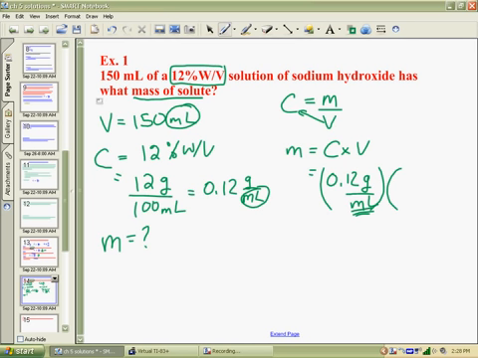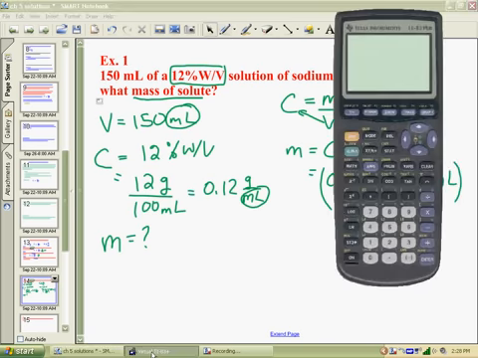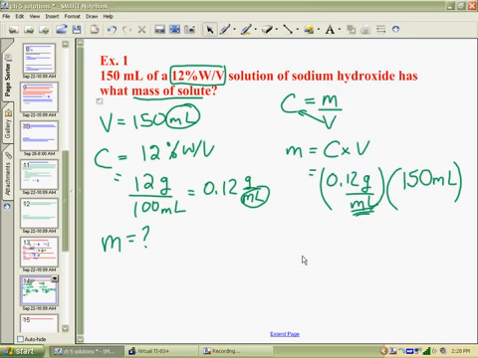So you have 0.12 grams per mL times 150 mL. We'll bring up our handy-dandy calculator, and 0.12 times 150 gives us 18. Of course, you could have done that in our heads, right? And the mass would be 18 grams. So that is the mass of solute that would be in that question.